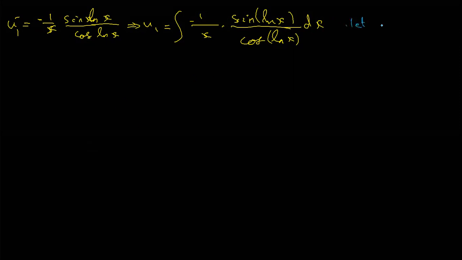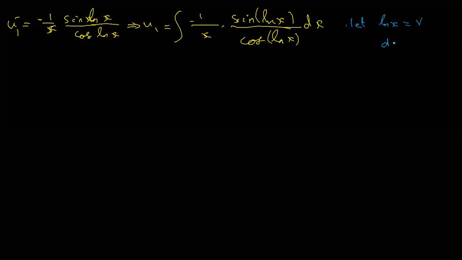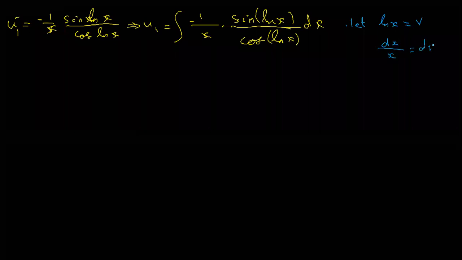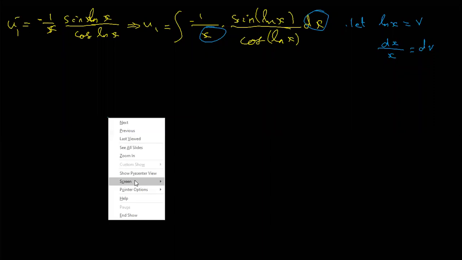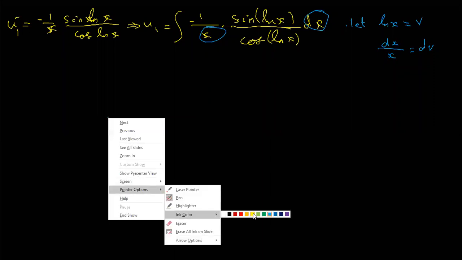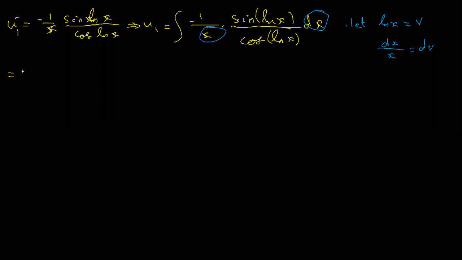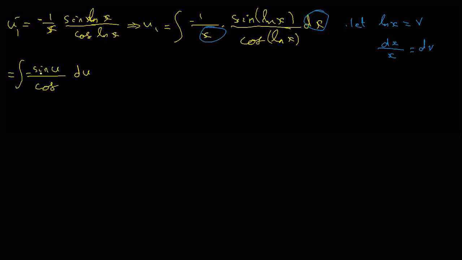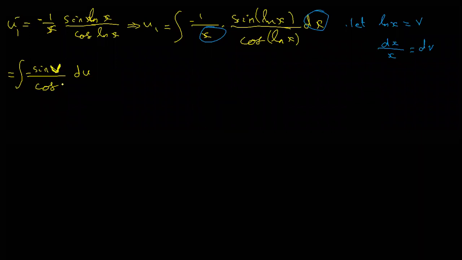Let ln x equal, maybe, v. So dx over x is dv. So my integral will be, let me go back to the yellow. I have du here, and the integral of negative sine u over cosine u. It is v, not u.